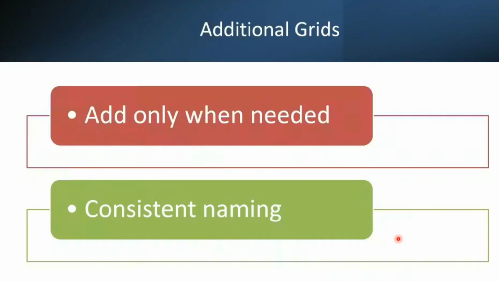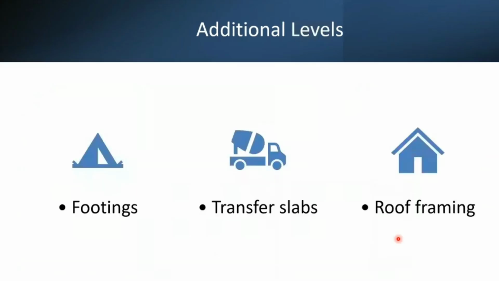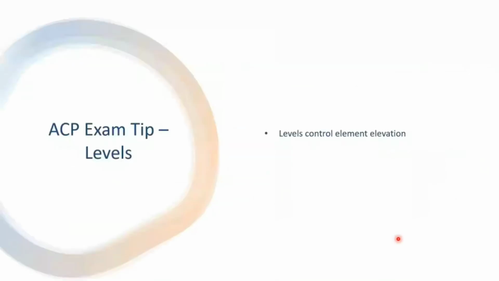If additional grids are necessary, you can create additional grids and put it on the grids you already have, and try to have a consistent naming convention, because at the end the design needs to be consistent and looking good. You can also create additional levels for footings, for roof framing, and so on.